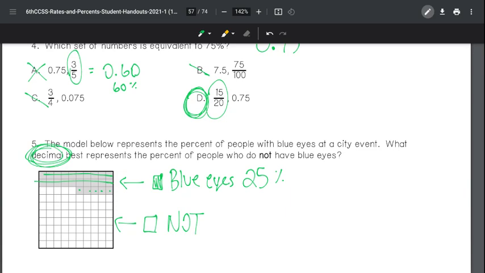25% have blue eyes, and we know our percents have to add up to 100%. So 25% plus the not blue eyes has to equal 100. So our not blue eyes makes up 75%. But the question asks for a decimal. Percent to decimal, divided by 100. 75 divided by 100 is 0.75.